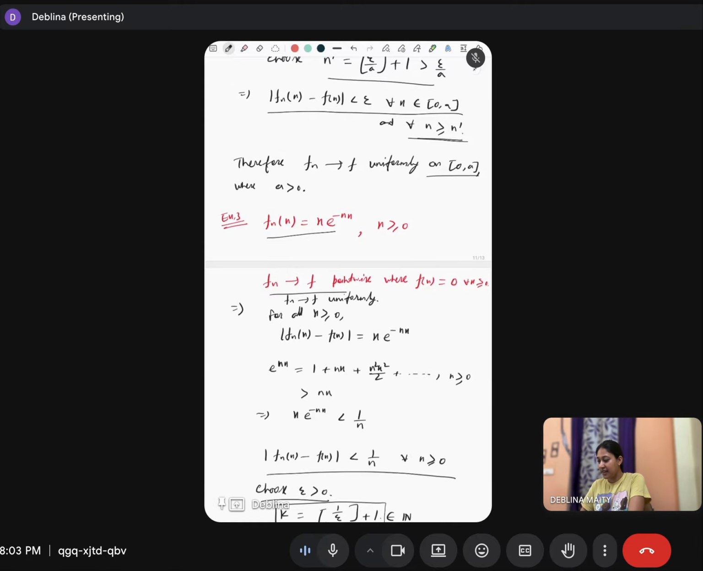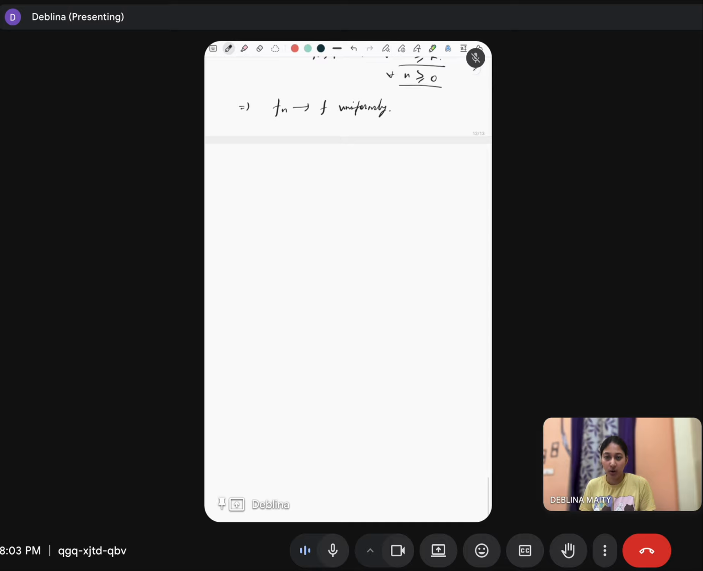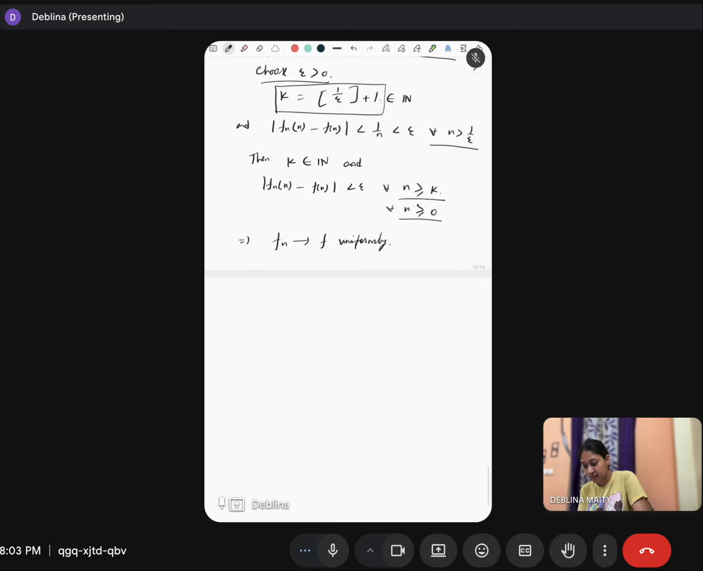Now we'll see a criterion by which we can tell whether the convergence is uniform or not, which is called the Cauchy criterion. So what is the Cauchy criterion?